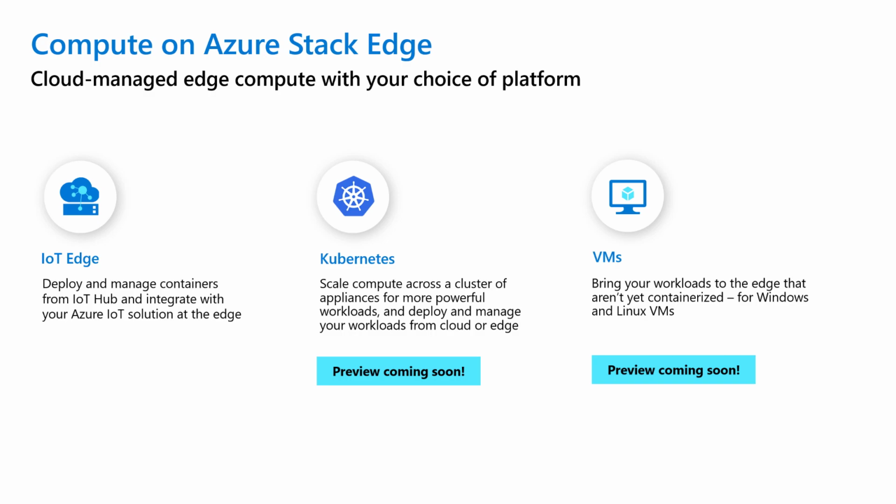If you want to bring your virtual machines, just virtual machines, to the edge, which are not containerized, basically Windows or Linux VMs, you can do that in Azure Stack Edge as well. But bear in mind, this has a limited capacity, so there's a limitation to what sort of VMs you can deploy. The Kubernetes and virtual machines at the edge are in private preview as of now, and public preview of this product is coming soon.